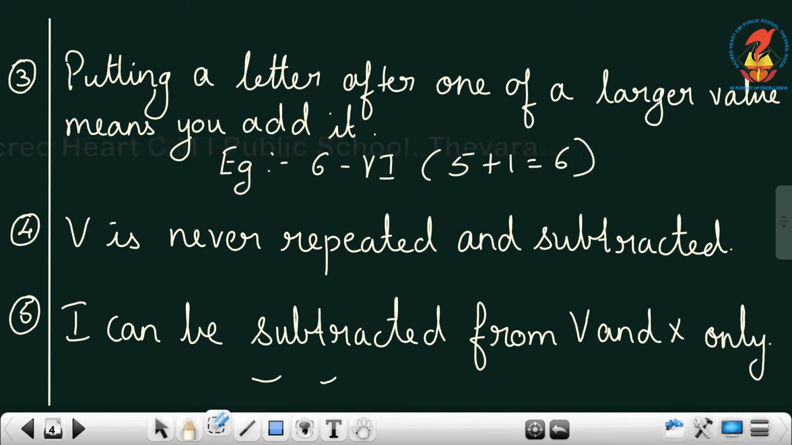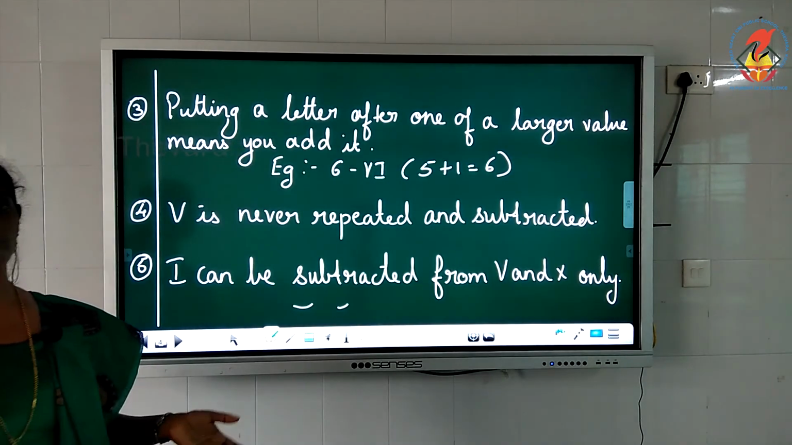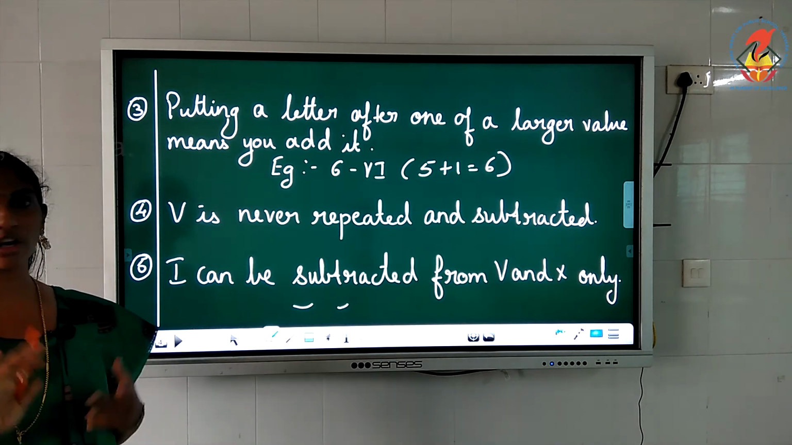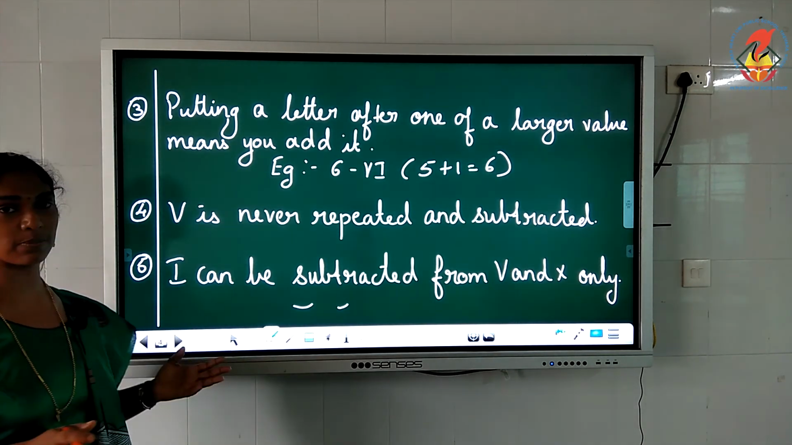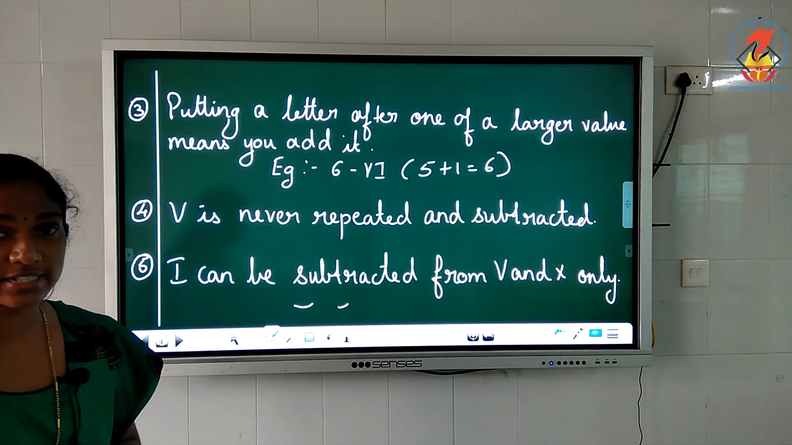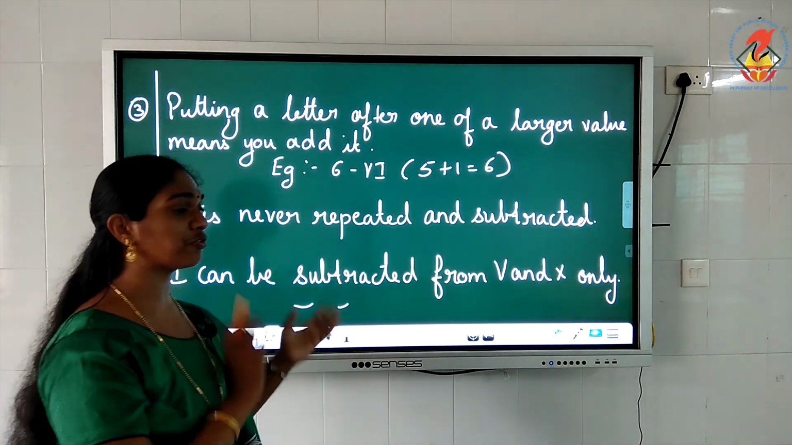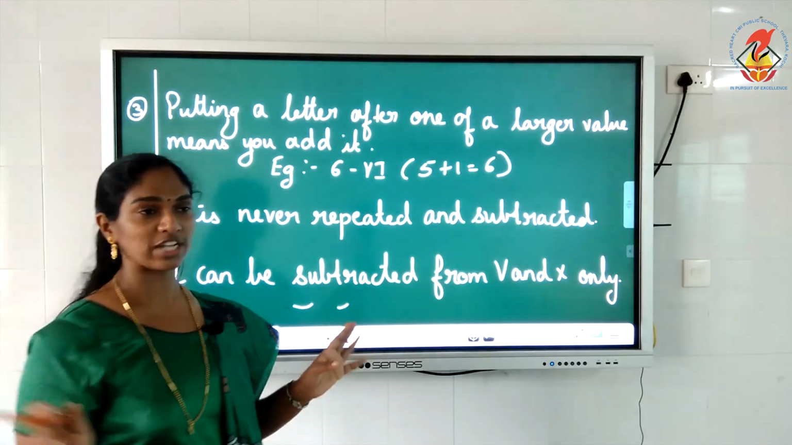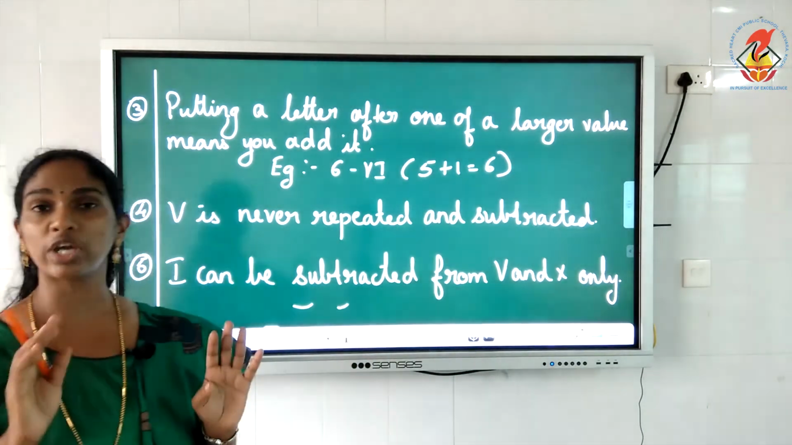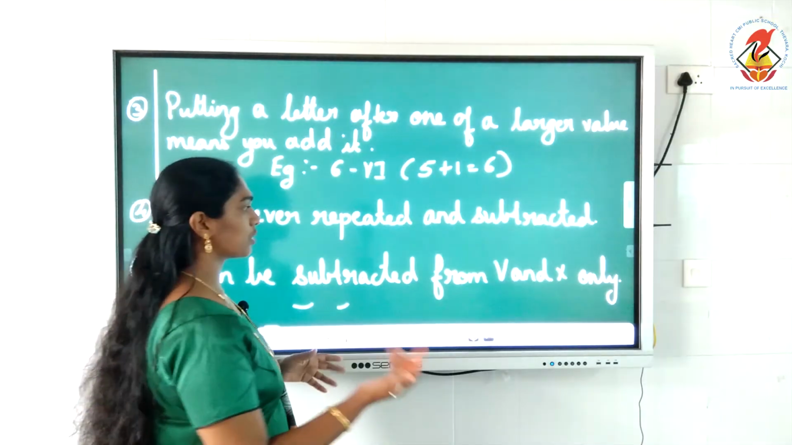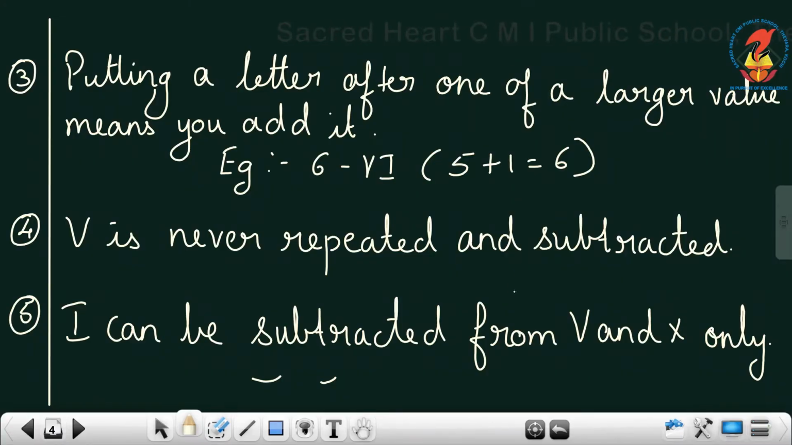Okay. Now, fourth one. V is never repeated and subtracted. You cannot repeat the letter V. You cannot write VV like that. Okay. V is never repeated. Also, V is not subtracted. That means you cannot put V before any letter. Subtraction means you put a letter before it, isn't it? You cannot put V before any letter. Suppose you cannot write V before X. This is wrong. So, V is never repeated and never subtracted.